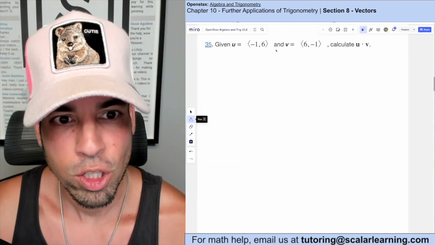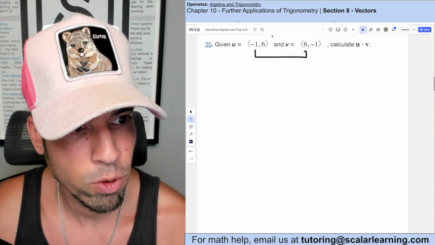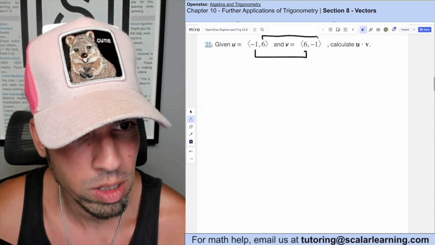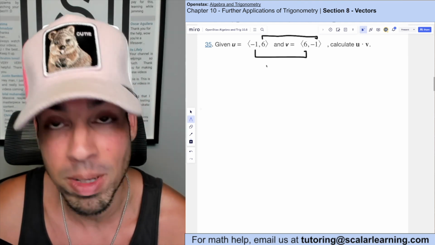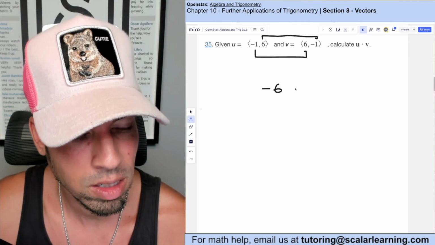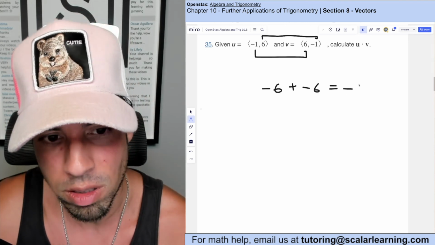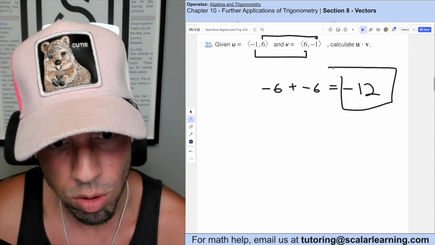Boom, done. For this one, to get the dot product, we take the two components in the first position and multiply them, the two components in the second position and multiply them, and then add those products together. So -1 times 6 is -6. 6 times -1 is -6. Adding these together, we get a dot product of -12. That's how you do it, done.